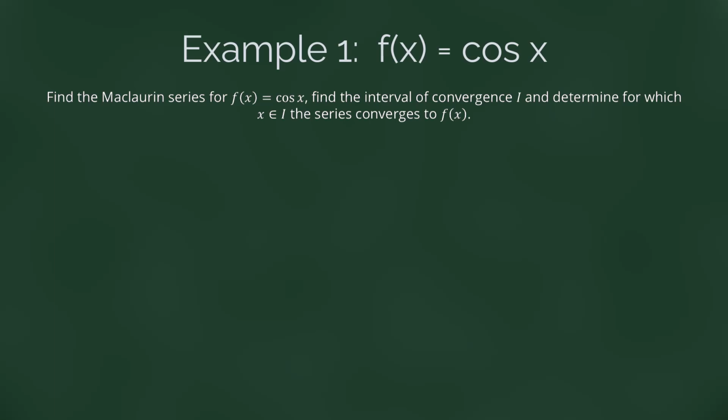Let's use what we've learned in an effort to build the Maclaurin series for f of x equals cosine of x. Then we'll find that interval of convergence, and lastly we'll figure out for which x in that interval the series actually converges to the value of the cosine.